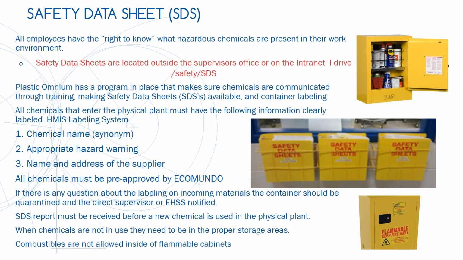HMIS labeling system. Number 1, chemical name, synonym. Number 2, appropriate hazard warning. And number 3, the name and address of the supplier. All chemicals must be pre-approved by Ecomundo. If there are any questions about the labeling on incoming materials, the container should be quarantined and the direct supervisor or EHSS is to be notified.